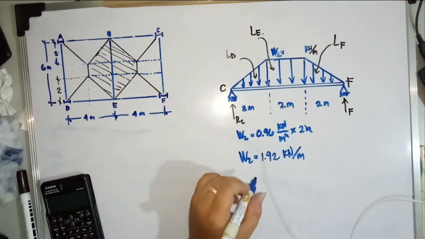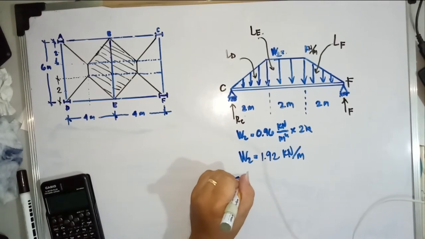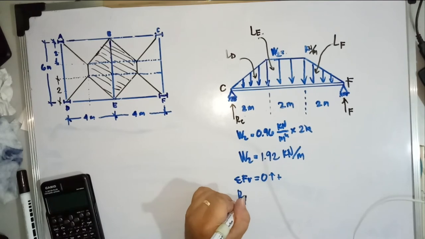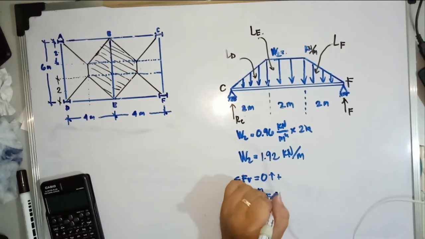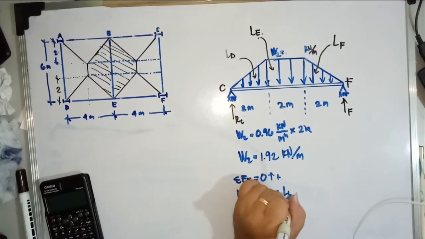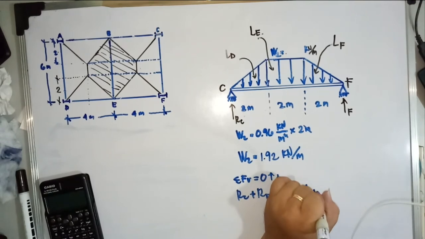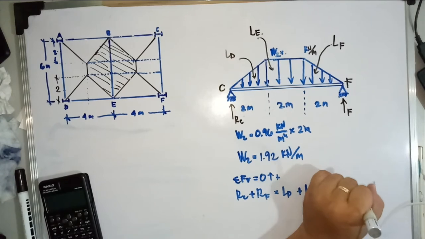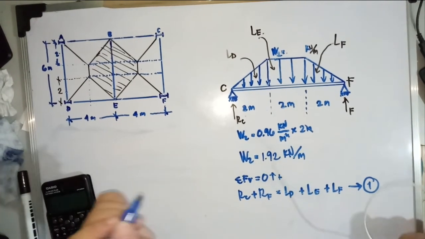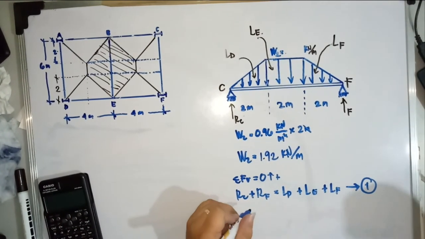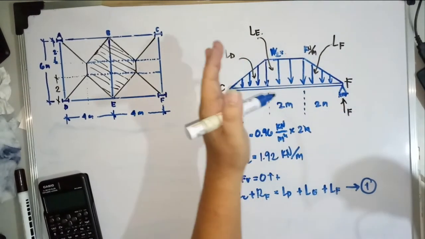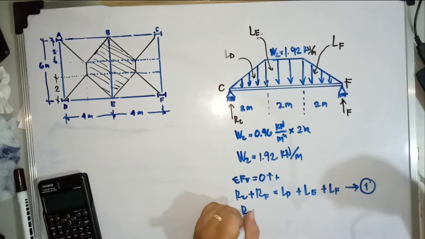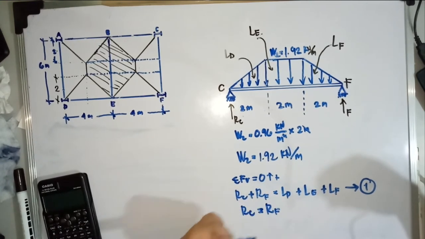So let us create na og equation. Summation of forces vertical is equals to 0, going up is positive, then RC plus R sub F is equals to the load at region D plus load at region E plus load at F. This will be our equation number 1. Then by symmetry, tungod kay symmetrical naman pud gyapon siya, kaingon ta nga RC is just equal to RF.